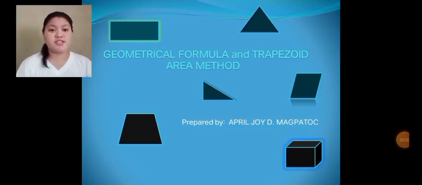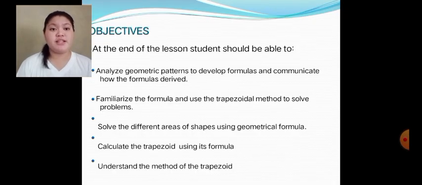Today I'm going to discuss the geometrical formula and trapezoid area method. Objective: at the end of the lesson, students should be able to analyze geometric patterns to develop formulas and communicate how the formula is derived, familiarize the formula and use the trapezoidal method to solve problems, solve the different areas of shape using geometrical formula, calculate the trapezoid using its formula, and understand the method of the trapezoid.